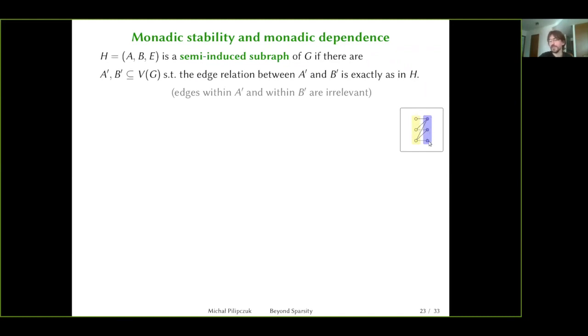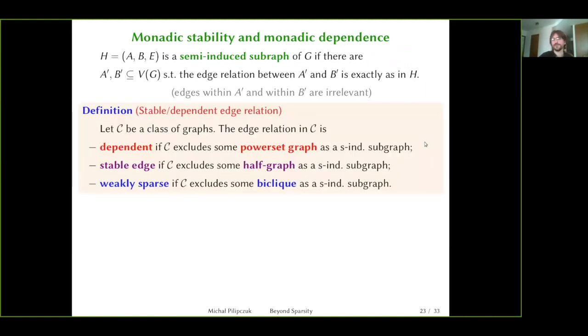Good. And now, with this notion, we can define what it means to be stable and dependent for classes of graphs simply. This is so far a purely combinatorial notion. A class is dependent if it excludes some power set graph as a semi-induced subgraph. So I say I exclude a power set graph of size 10, of order 10. It is stable if I exclude some half graph as a semi-induced subgraph.